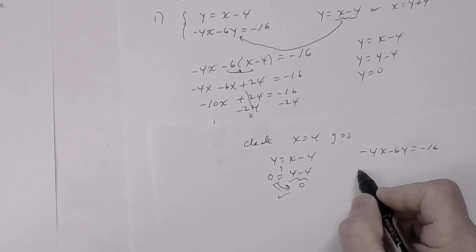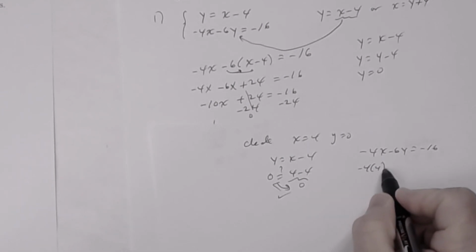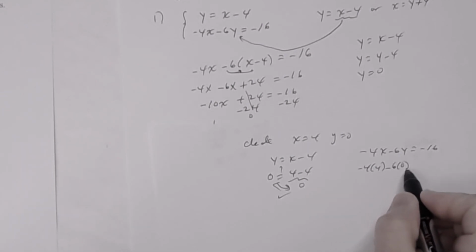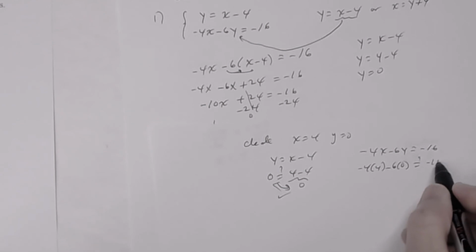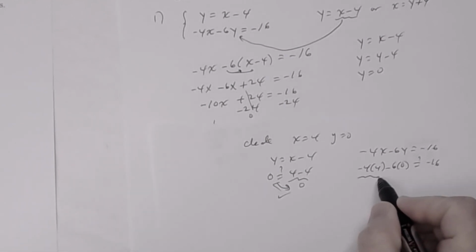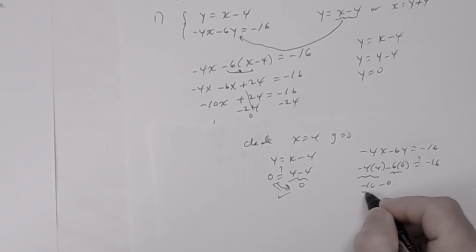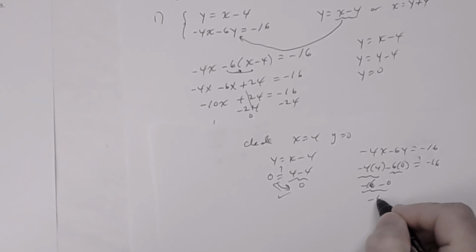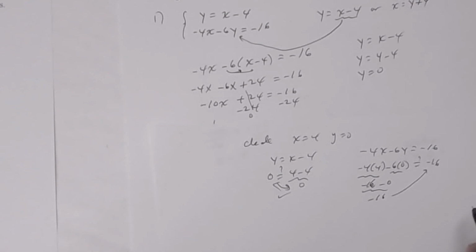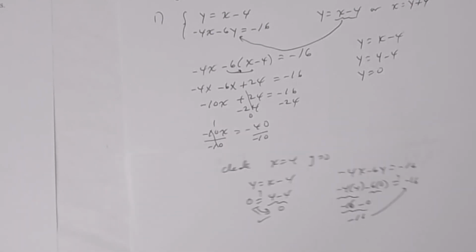Over here, negative 4 times x, which is 4, minus 6 times y, which is 0, and you want to see if that's equal to negative 16. Well, negative 4 times 4 is negative 16, 6 times 0 is 0, so that's minus 0, and negative 16 minus 0 is negative 16, which is what the other side is. All right, so that's how you check.